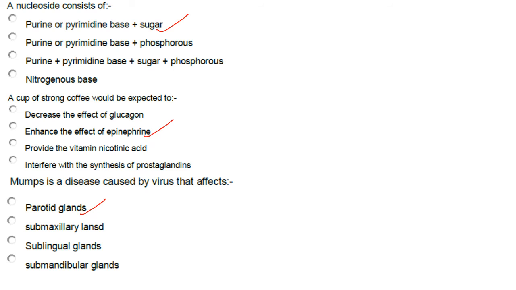Then next one, a nucleoside consists of a heterocyclic nitrogenous base and sugar. So purine or pyrimidine base plus sugar. Now if a phosphate group or phosphorus is there, then it is a nucleotide. Next one, a cup of strong coffee would be expected to enhance the effect of epinephrine. Answer is option B. Next one, mumps is a disease caused by virus that affects the parotid glands. Answer is option A.